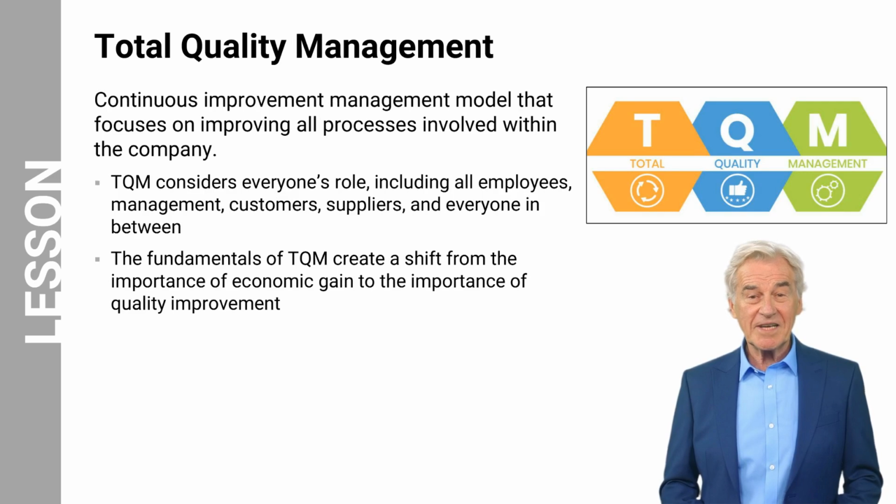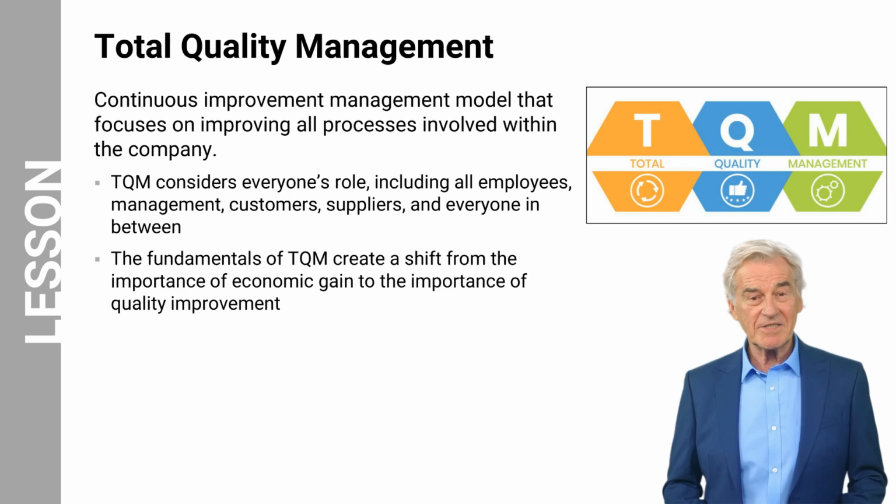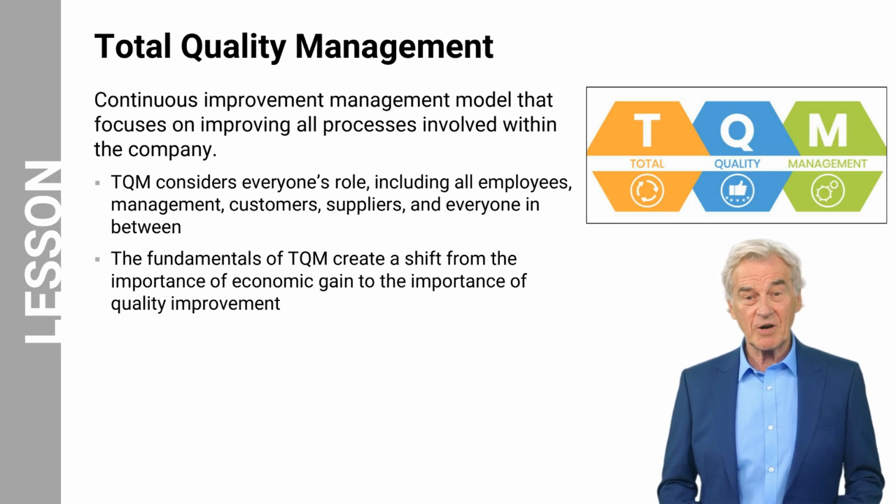The fifth building block is Total Quality Management, abbreviated as TQM. This is a continuous improvement system that focuses on improving all processes involved within the company. TQM is a management model that considers everyone's role in the company, the consumers, and the suppliers. This includes all employees, management, customers, and everyone in between. TQM relies heavily on employee involvement and customer involvement to improve the products and processes long term. The fundamentals of TQM create a shift from the importance of economic gain to the importance of quality improvement.